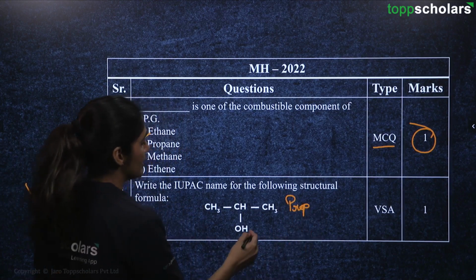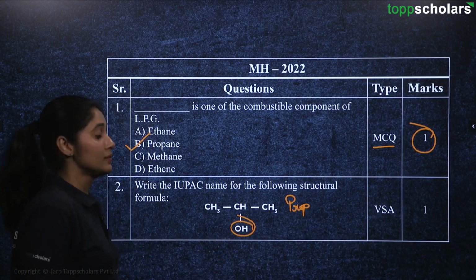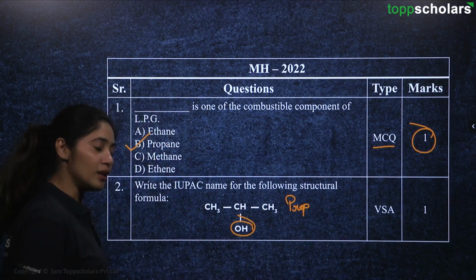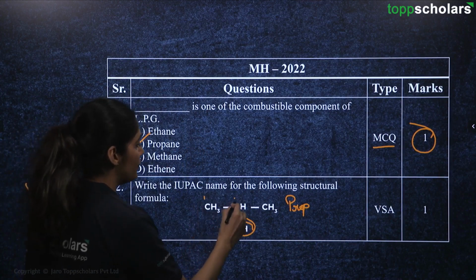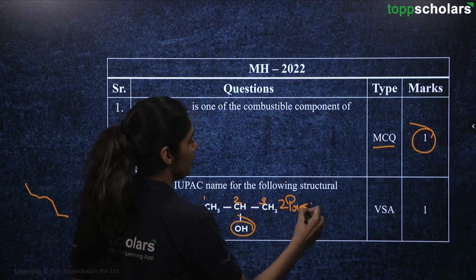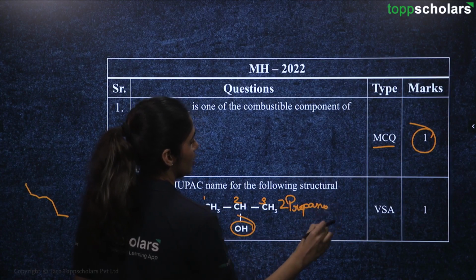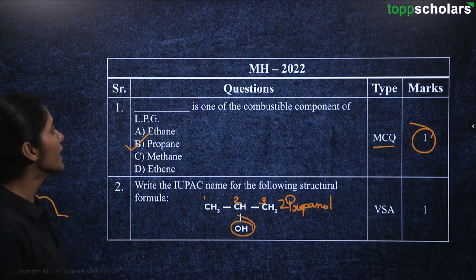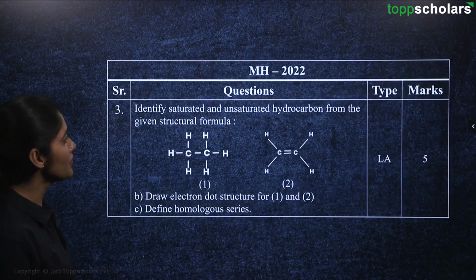Right? Now what is the functional group here? Alcohol. So this is going to be propanol, right? If we number it 1, 2, 3, so it is 2-propanol, right? So this is a very short answer type question and very easy question. Now let's move on to the next question from 2022.